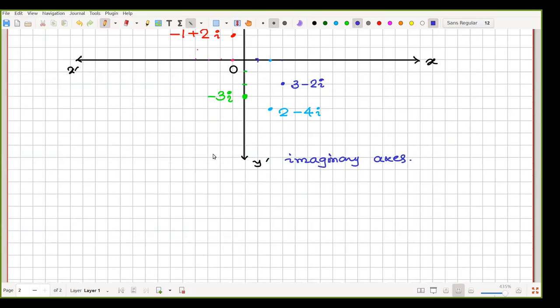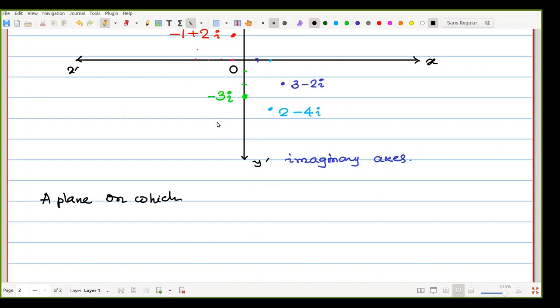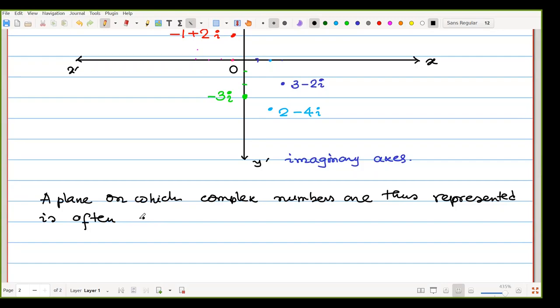So according to the definition, what can we say the Argand plane is? We can say a plane on which complex numbers are thus represented is often called the complex plane.